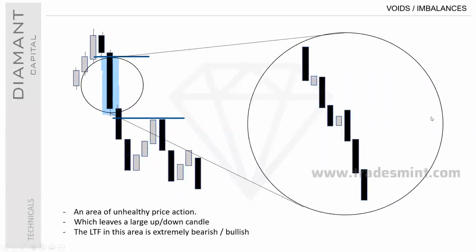So voids and imbalances, what are they? Like I said previously, it's an area of unhealthy price action which usually leaves a large up or down candle, depending on where you are, whether you're in an uptrend or a downtrend.